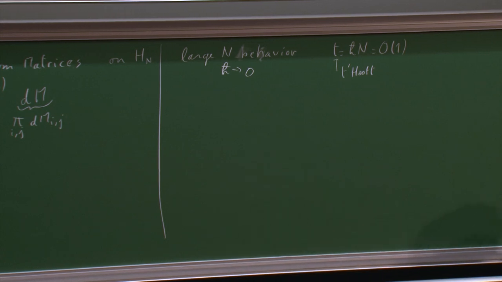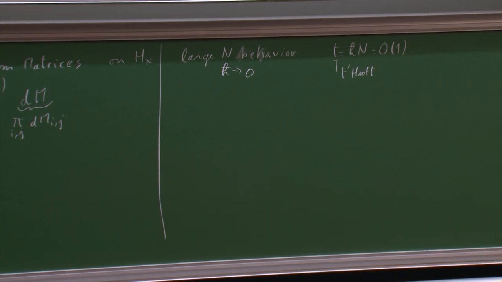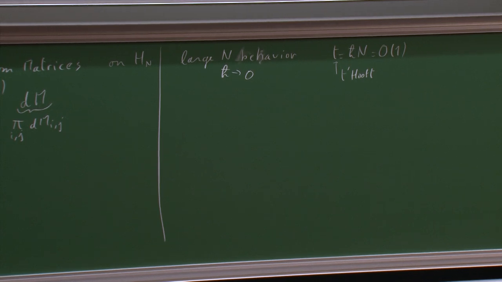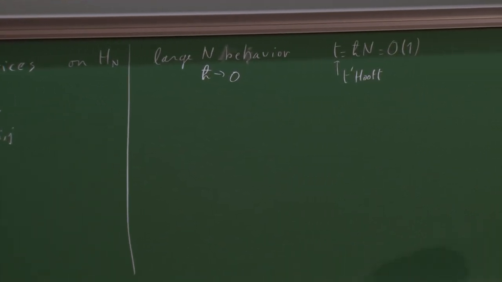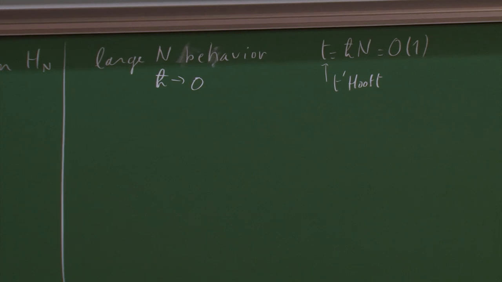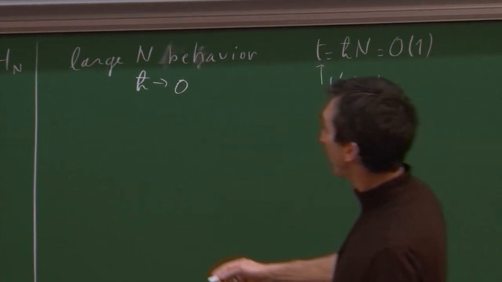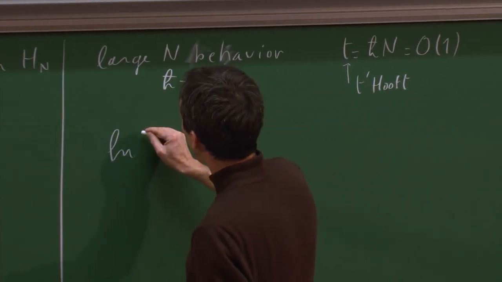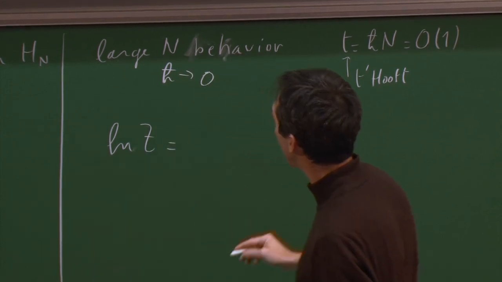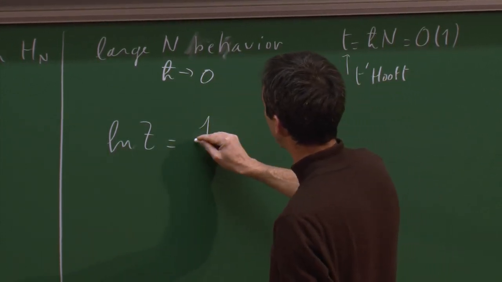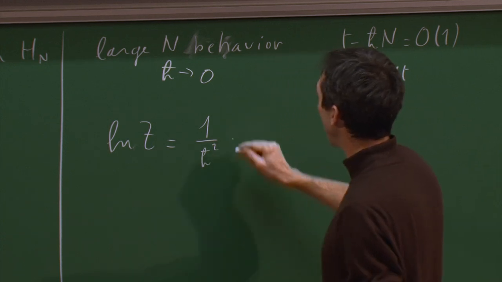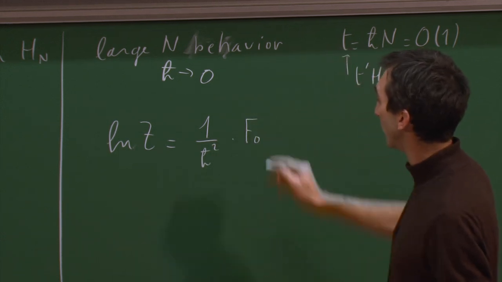It's the 't Hooft parameter. And so we want to work with fixed 't Hooft parameters, so h bar going to zero and n going to infinity, such that h bar n remains finite. And what can you say? Well, it's expected that log Z should start with 1 over h bar squared times the coefficient, which we call f0.